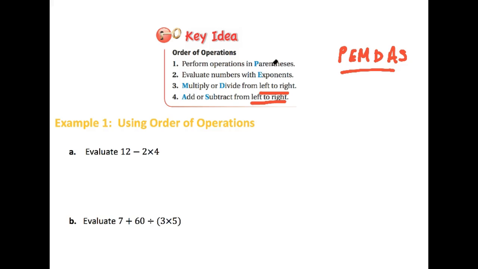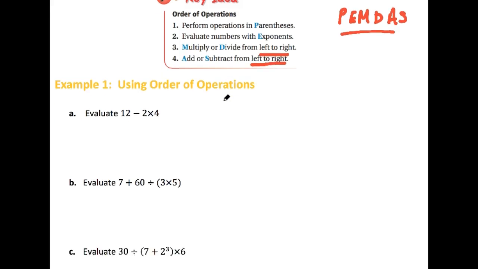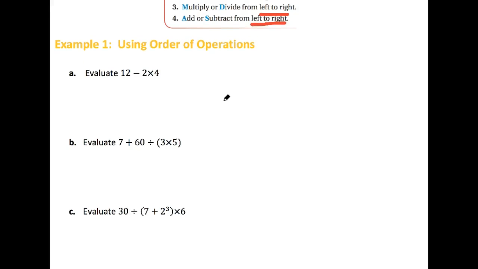You go parentheses first, if you have them, exponents, if you have them, multiplication, if you have it, division, if you have it, and adding or subtracting. Meaning you might not see all of these. For example, let's do some problems.